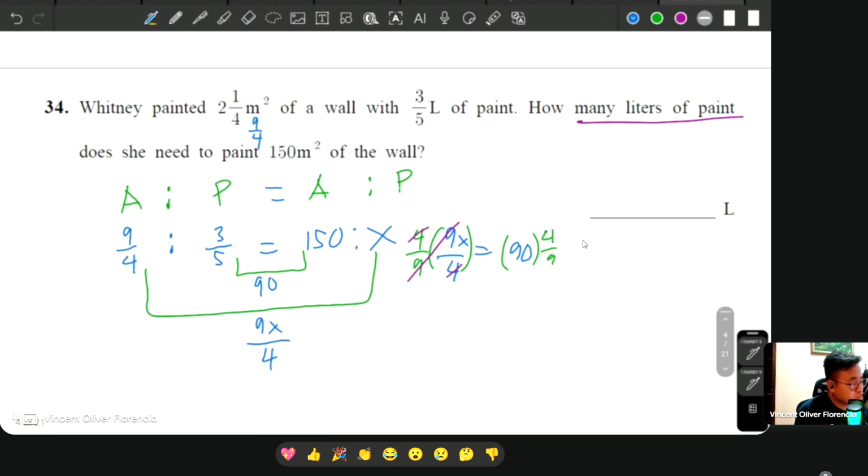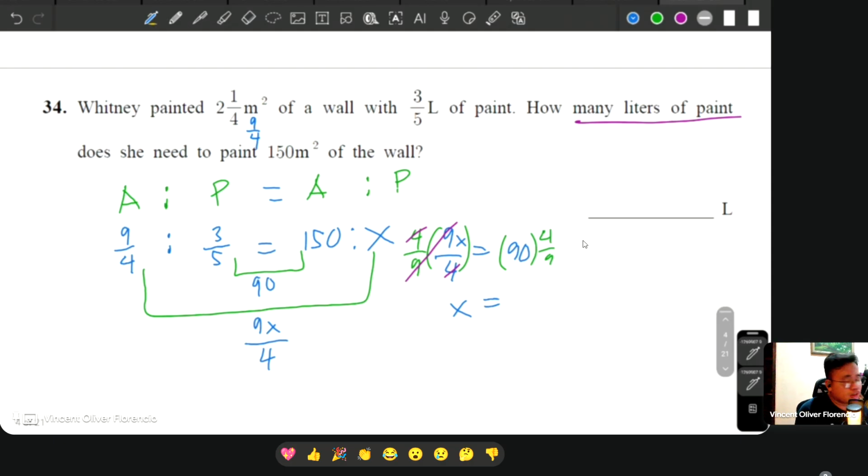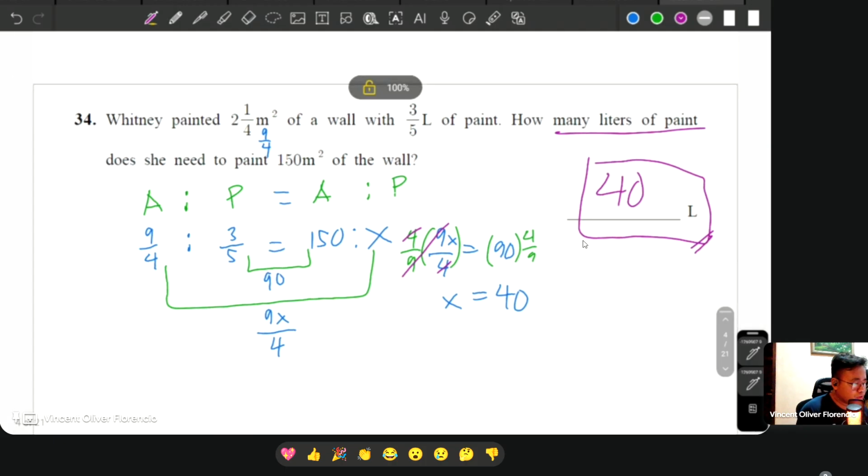Now, what's going to be left on the left side is x is equal to 90 divided by 9 is 10. Times 4 is 40. So x is 40. This one here should be 40 liters. Any questions so far? I hope we're good here, everyone.